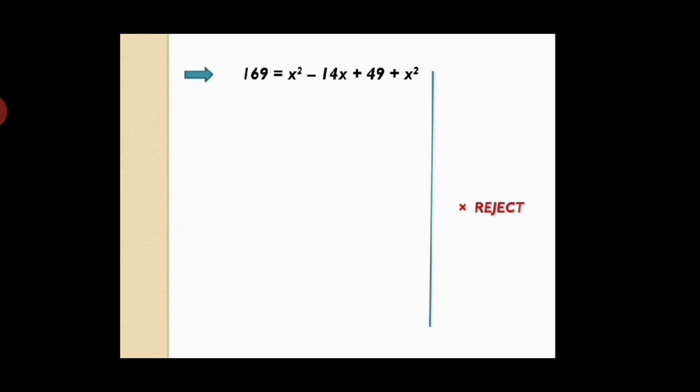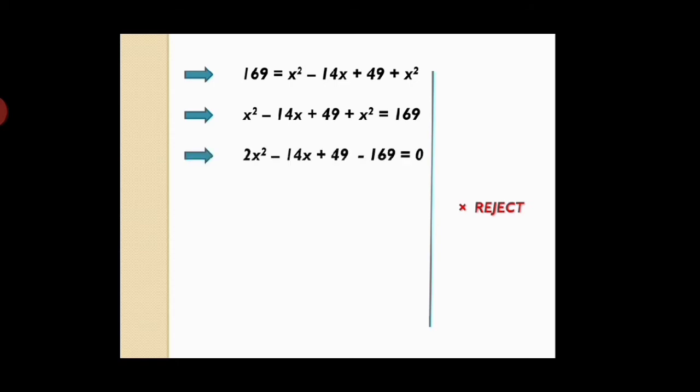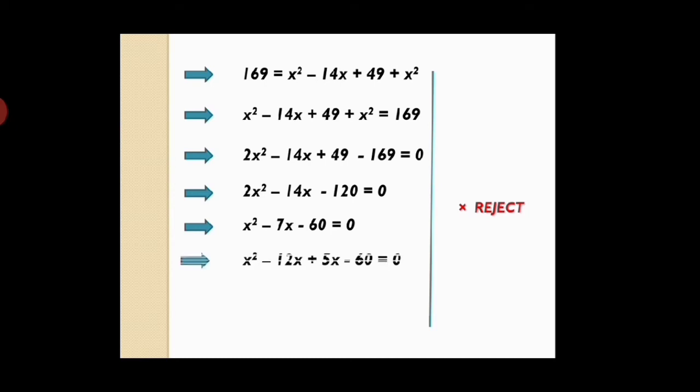And after simplification we will get x square minus 14x plus 49 plus x square equals 169. 2x square minus 14x plus 49 minus 169 equals 0. 2x square minus 14x minus 120 equals 0. And when you divide both sides by 2, we will get x square minus 7x minus 60 equals 0.